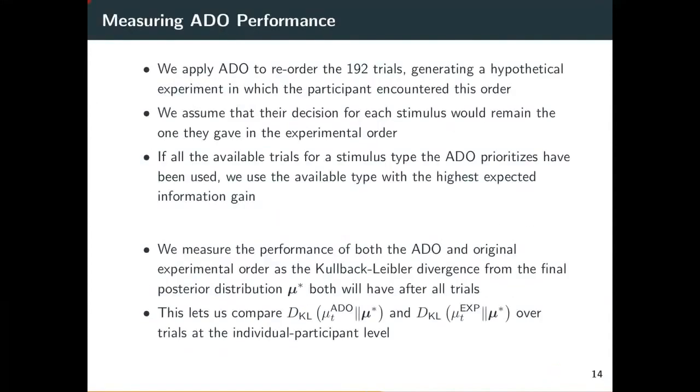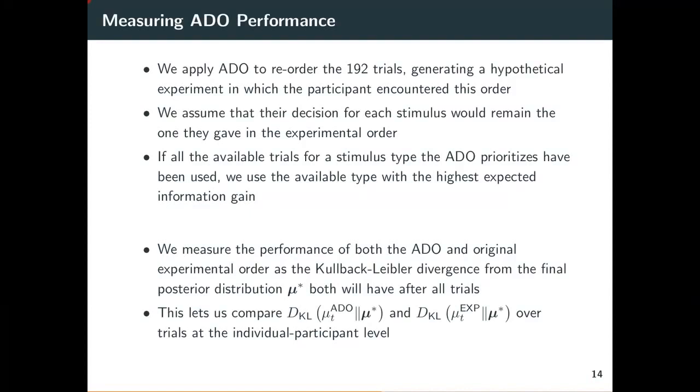We tested this adaptive design optimization method against our data by having it reorder the 192 trials that each participant did, generating a hypothetical order in which they would have encountered those trials if adaptive design optimization had been applied in their experimental setting. Notice that this means that adaptive design optimization will end up in the same place as the original experiment, because both in the end will have seen the same 192 trials, but we're interested in whether the order that adaptive design optimization comes up with enables us more quickly to get good inferences about what will eventually be the inference once all of the data have been seen.